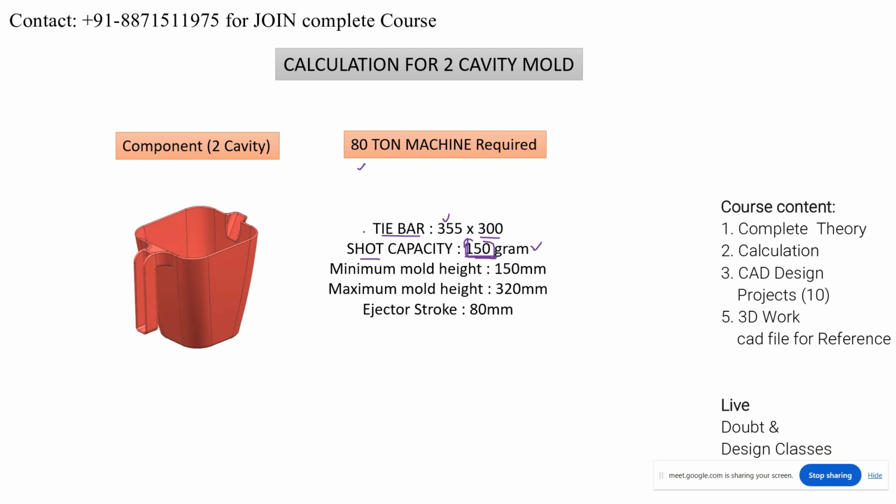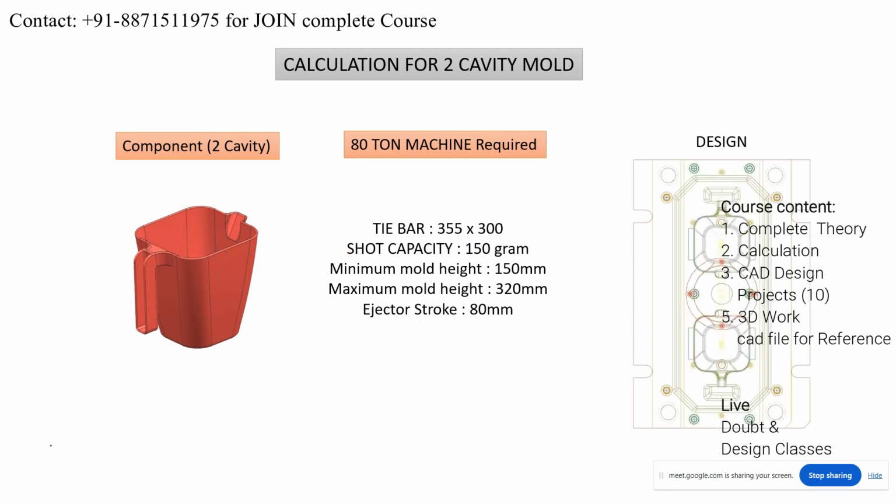So tie bar distance is the maximum length or width we can decide. Shot capacity is related to the component weight. The minimum and maximum mold height we will get from the catalog, and the ejector stroke is 80 mm. What is the meaning of that? Your component height should not be more than 70 mm, because we want to eject the component in a proper way from the mold. Is it clear?